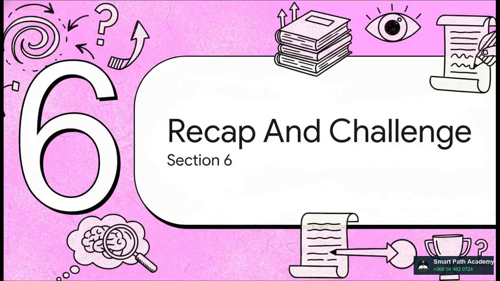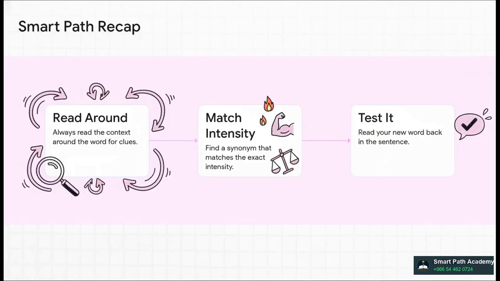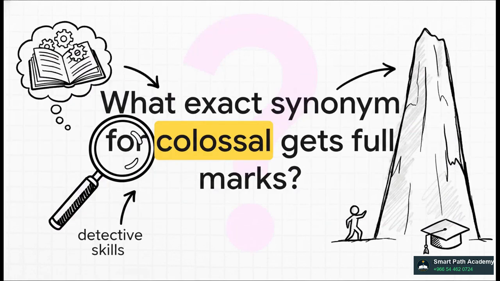And that brings us to Section 6, Final Recap and Challenge. We've covered a ton of ground today, so let's quickly review before I leave you with one last puzzle to solve on your own. Real quick, let's lock in those 3 steps for your independent revision. Number 1, read the context around the word to find your clues. Number 2, match the exact intensity of the original word, don't go weak. And number 3, the ultimate test, always read your new word back in the sentence to make absolutely sure it fits. I'm going to leave you with this.